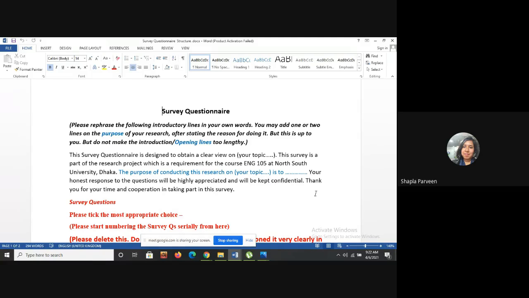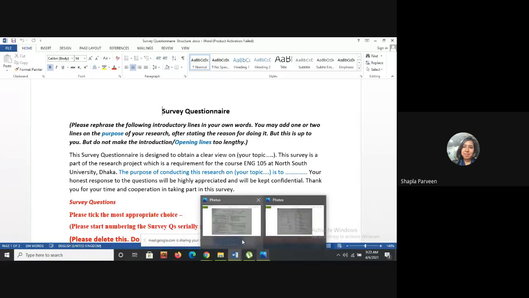And also you need to inform them that you will not be using this survey questionnaire for any other purpose other than this research. That's why you need to write, your honest response to the question will be highly appreciated and will be kept confidential. So you have to assure them that you are not going to use it for any other purpose other than this research, so that they respond in an honest way, right? And then at the end, you can say, thank you for your time and cooperation in taking part in this research. So these introductory lines are very important.